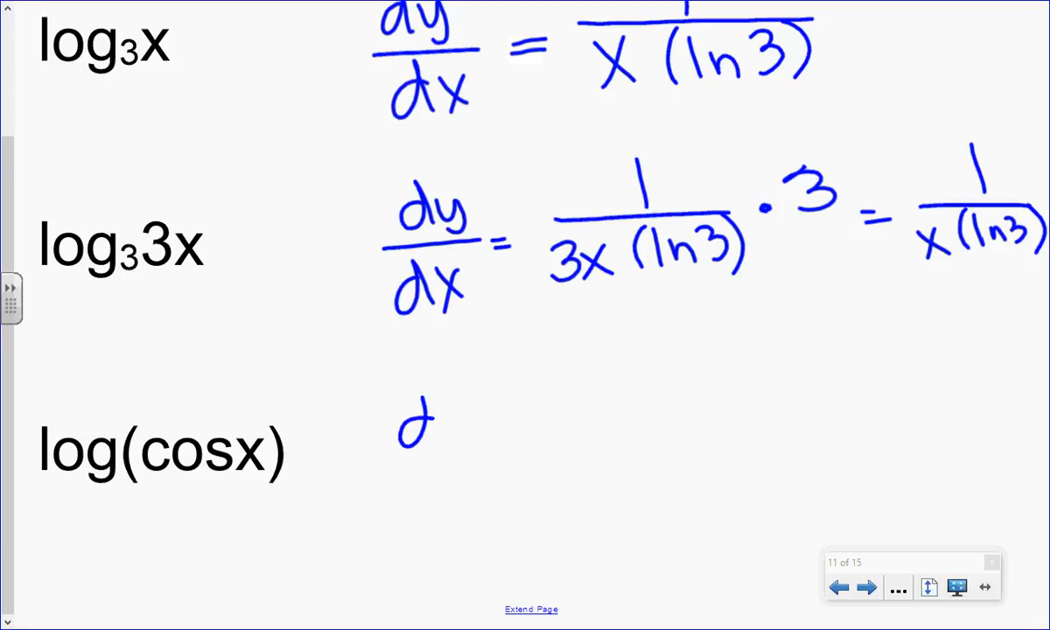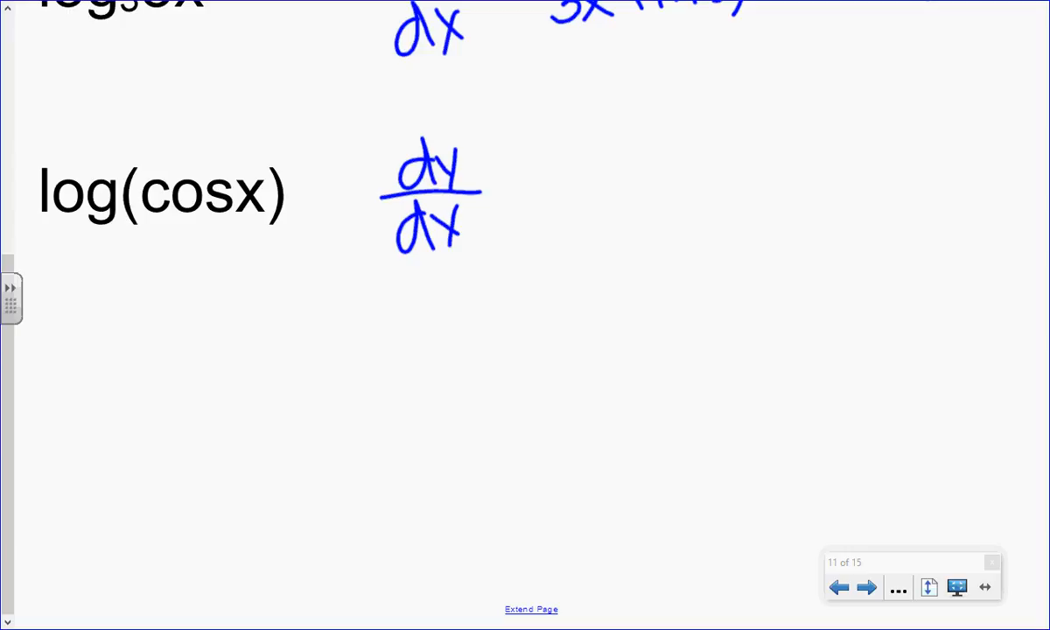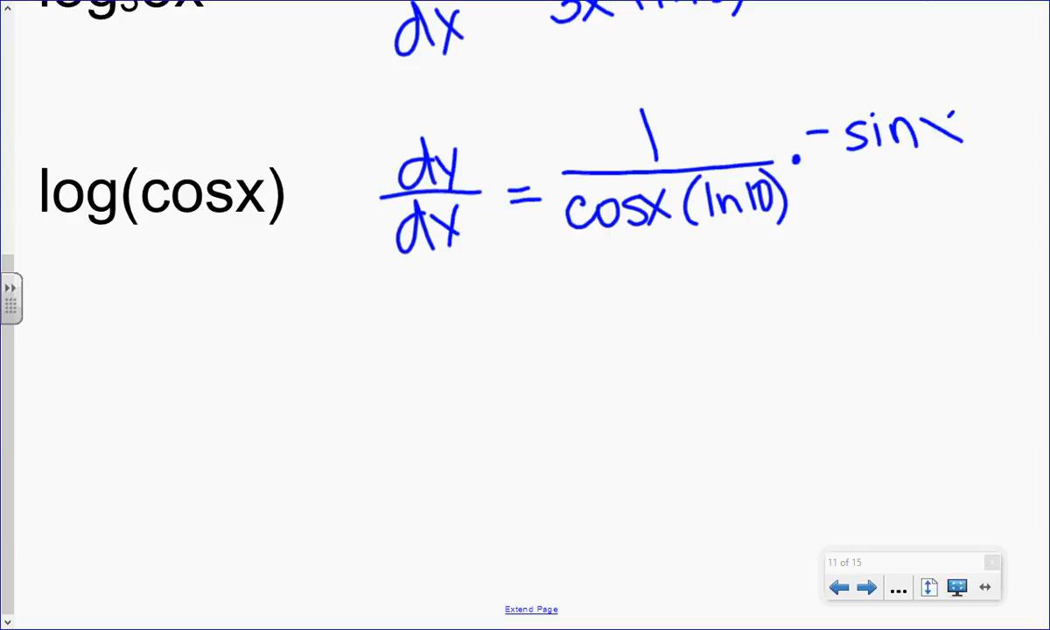What's the base here? The base is 10, all right? So when we take our derivative, we have a logarithm. 1 over the inside of our logarithm, but since it's not natural log, we're going to have to multiply by the natural log of the base. Our base isn't written, but it is implied that it's base 10. Times, what's the derivative of the inside? Negative sine of x.